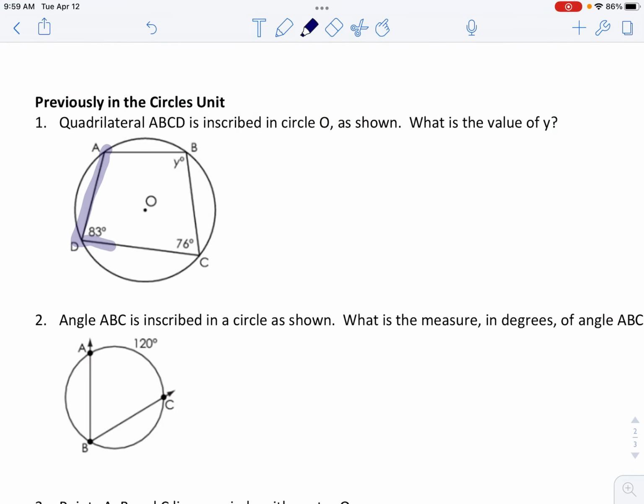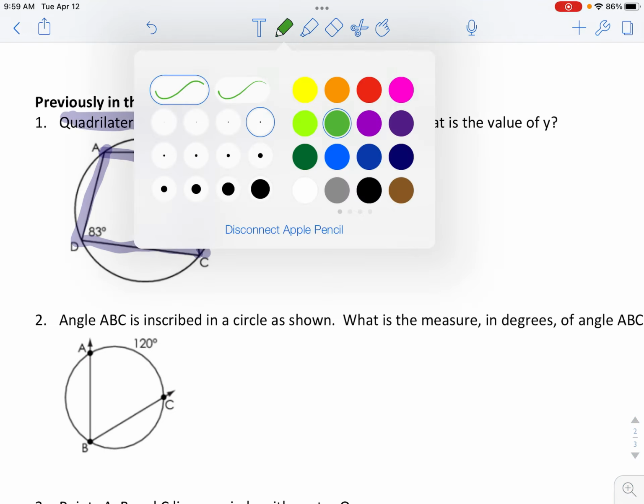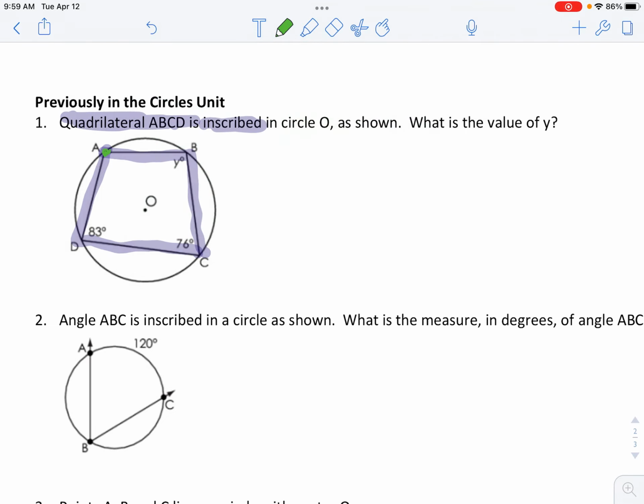Okay, so when we have a quadrilateral, a shape with four sides, when it's inscribed, that means all the vertices of the quadrilateral lie on the circle. All right, we have this theorem right here that opposite angles are supplementary.